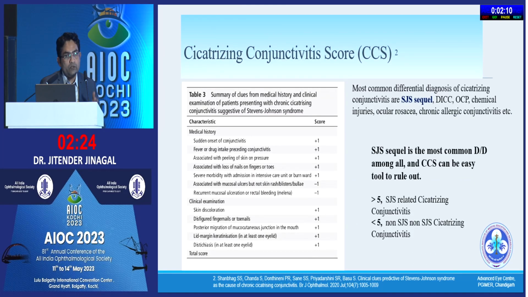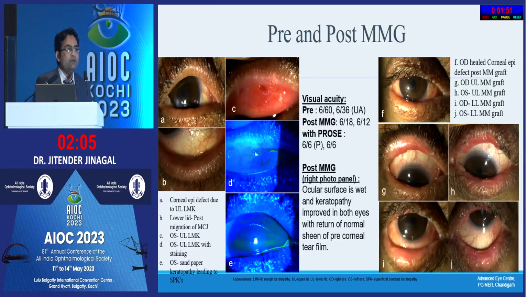So we made the diagnosis of SJS sequelae with the help of the scoring system described by Dr. Swapna Sanbag et al. This scoring system says that if the score is more than 5, we can rule out other common differential diagnoses like OCP, drug-induced cicatrizing conjunctivitis, and chemical injuries. By following this scoring system, we made the diagnosis of SJS sequelae in our patients.